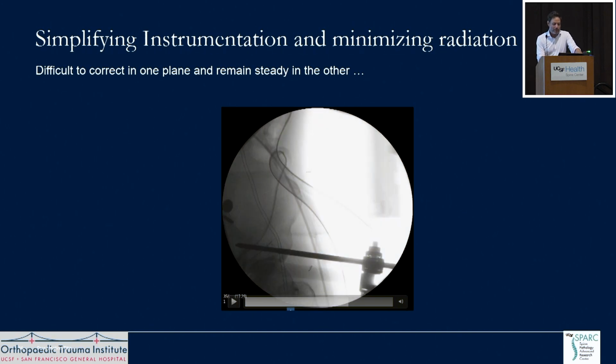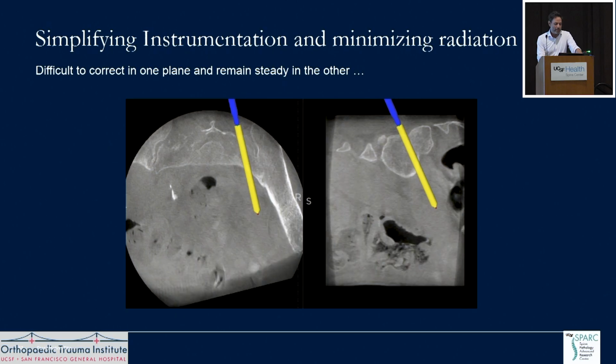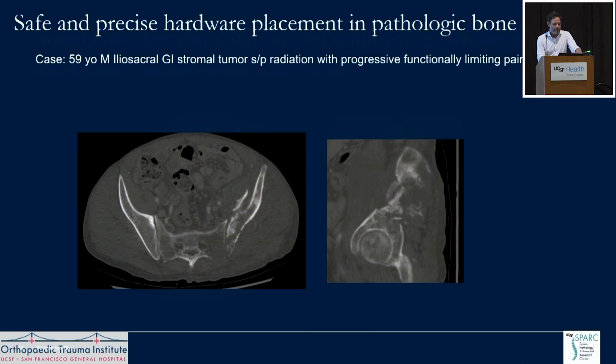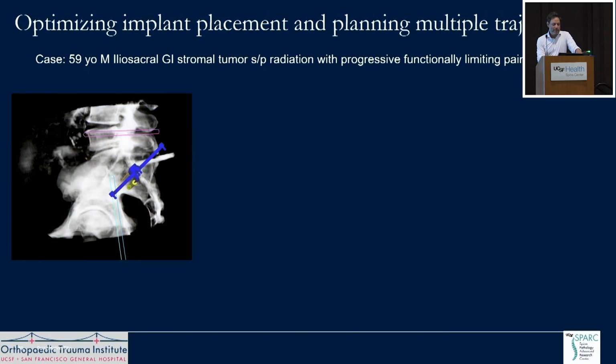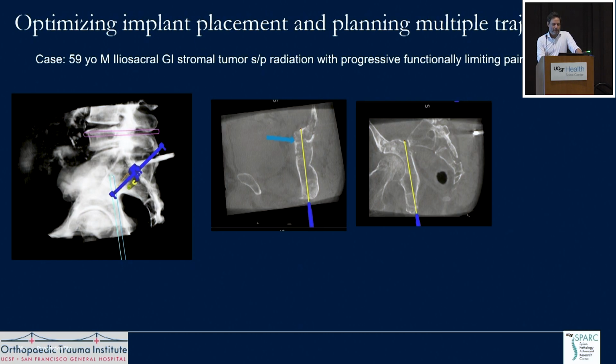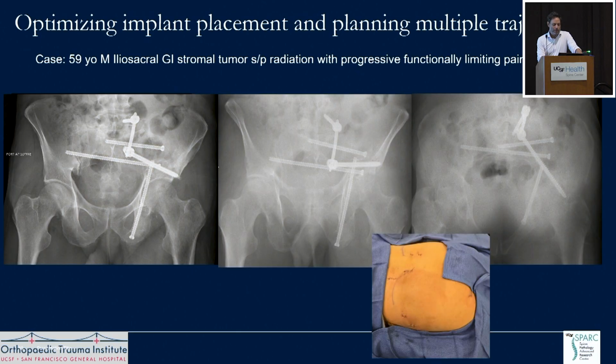And so with navigation, this just becomes quite a bit easier, as we all know, right? So here's a patient who had a GI stromal tumor, who had a pathologic fracture. I couldn't make out the foramen on his fluoroscopy, and really wanted to maximize all the corridors. And so we use navigation to fill up all of his pelvic corridors with screws.